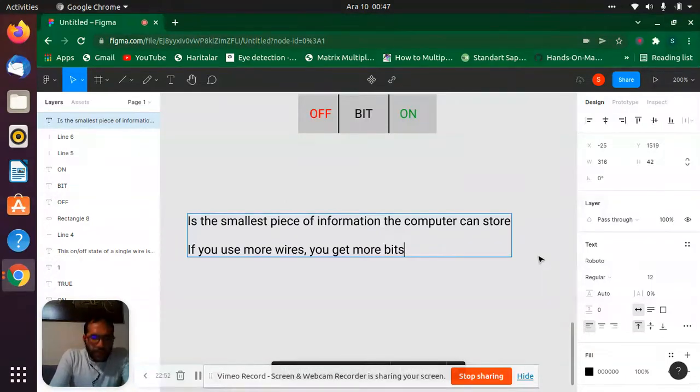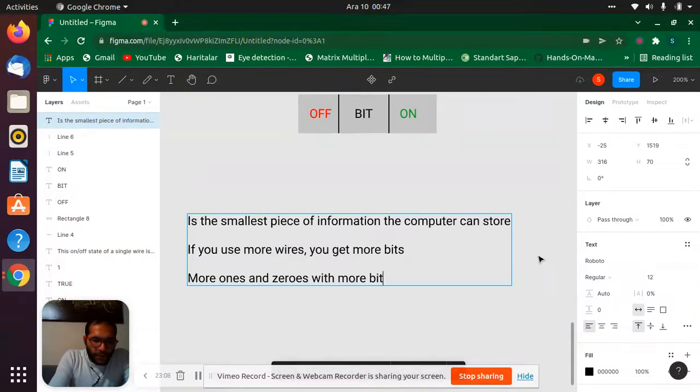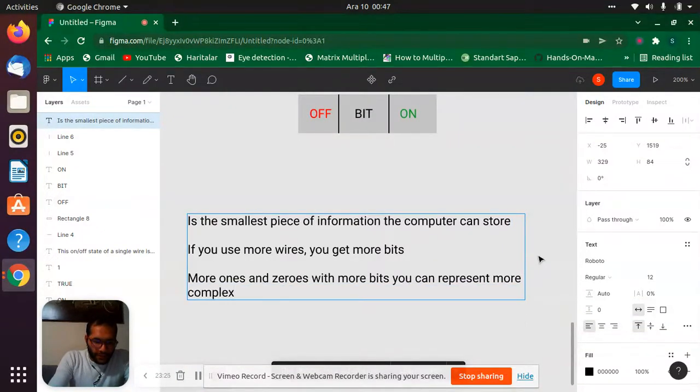And we can go on. So we can also say more ones and zeros, with more bits, you can represent more complex information. Complex information means, just think there are 1,000 wires or 2,000 or 2 billion, lots of them. Then the computer can really store them, and the computer can do some complex operations to solve problems.